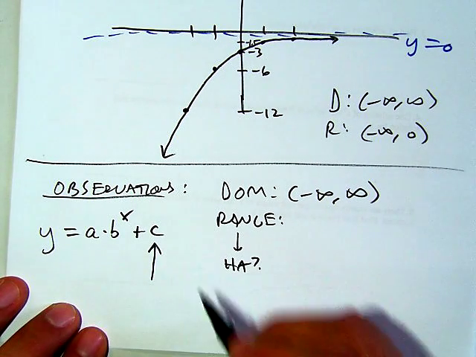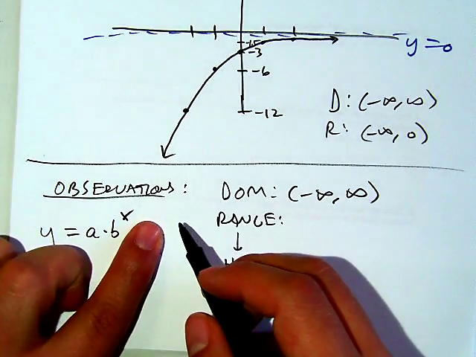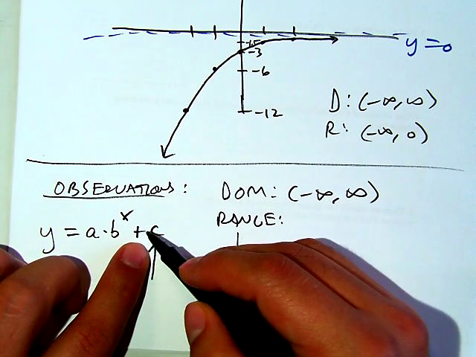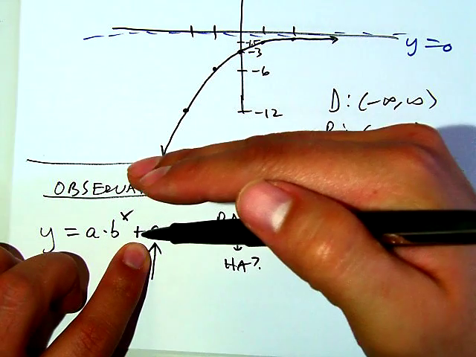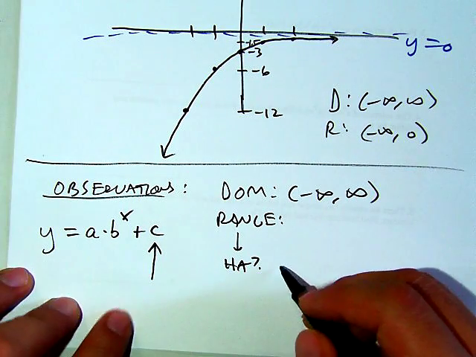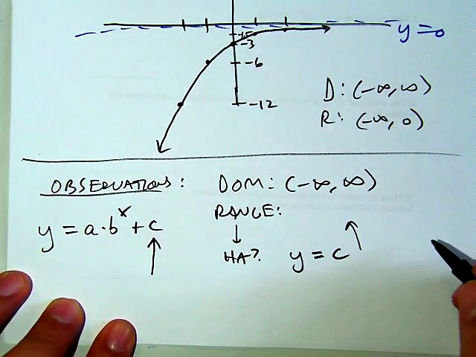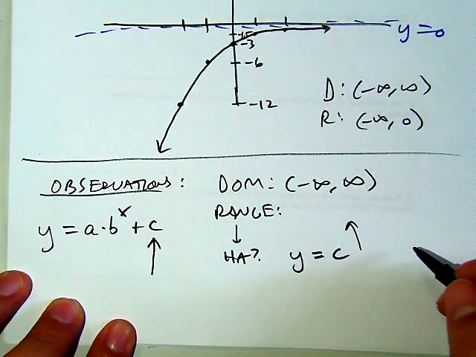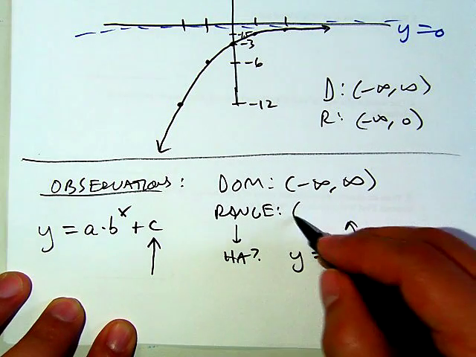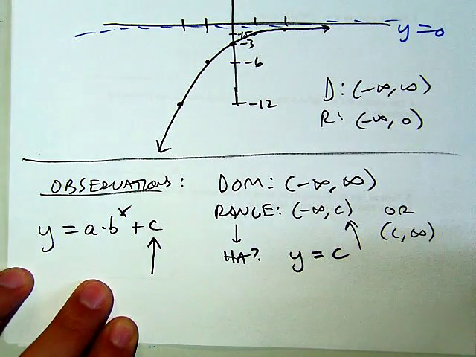This value is going to be the value of the horizontal asymptote, because you know that if there's nothing here, the asymptote is going to be y equals 0. But if you add something at the end, that's going to shift the asymptote up. If you subtract something, it's going to shift it down. So depending on what this horizontal asymptote is, that's how you're going to figure out the range. Depending on whether this is a negative graph or a positive graph, you might be from negative infinity to c, or the other option is from c to infinity.